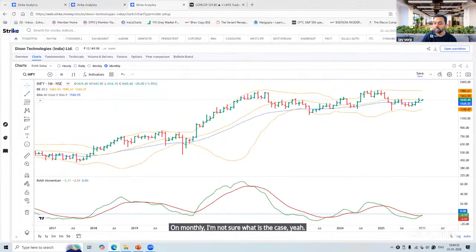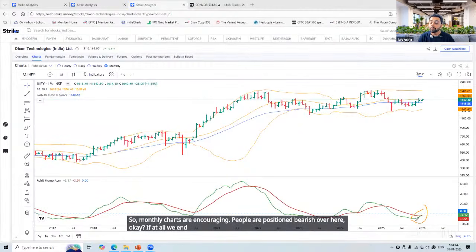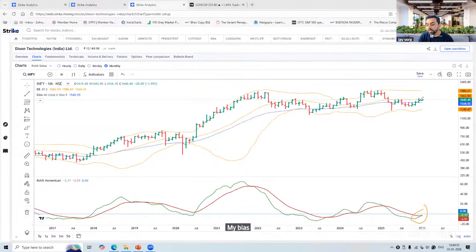Yeah, see, in monthly what is happening is that it is trying to turn around, it is again back to the averages, and there can be a bullish crossover. So monthly charts are encouraging, people are positioned bearish over here. If at all we end up seeing a positive surprise in Infosys, my bias would be to think that it will rise higher, purely because of how people are positioned, plus I am seeing the technical setup which is there in Infosys.